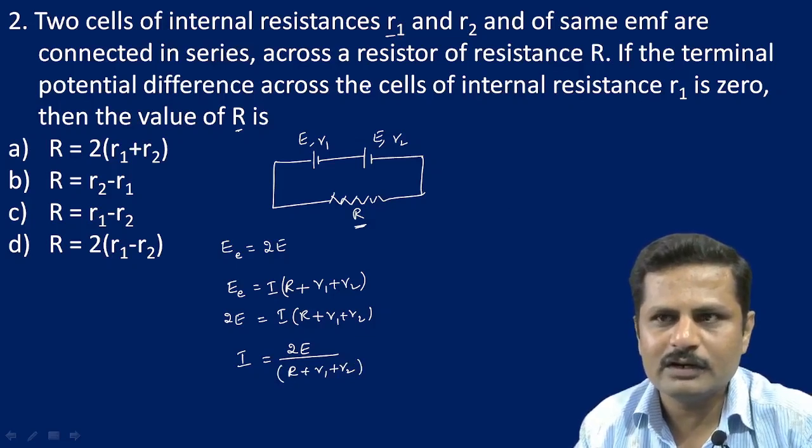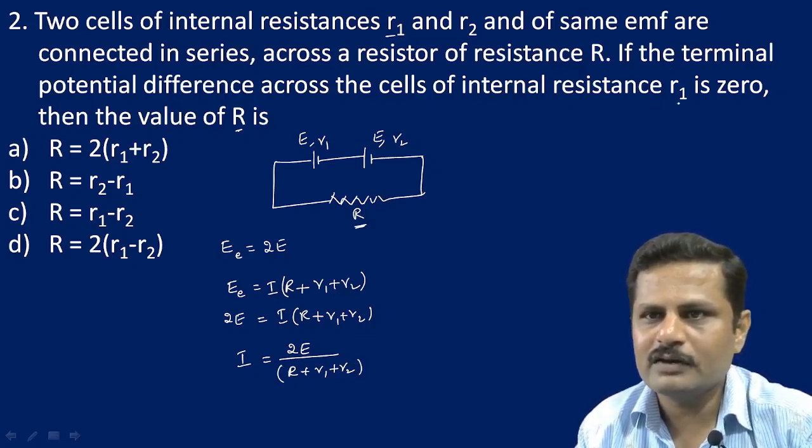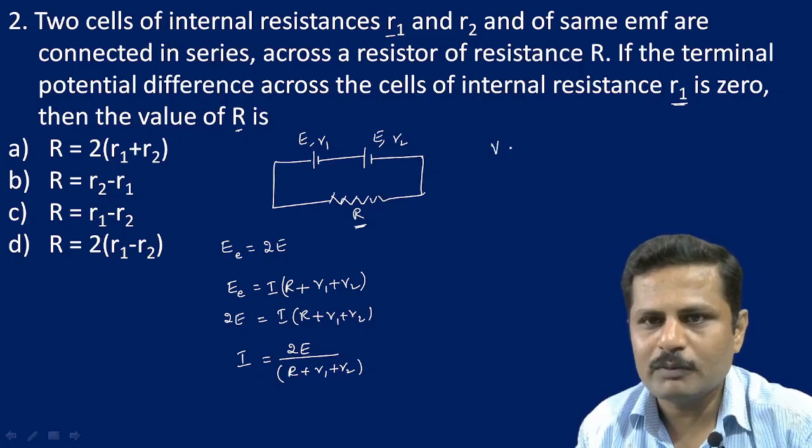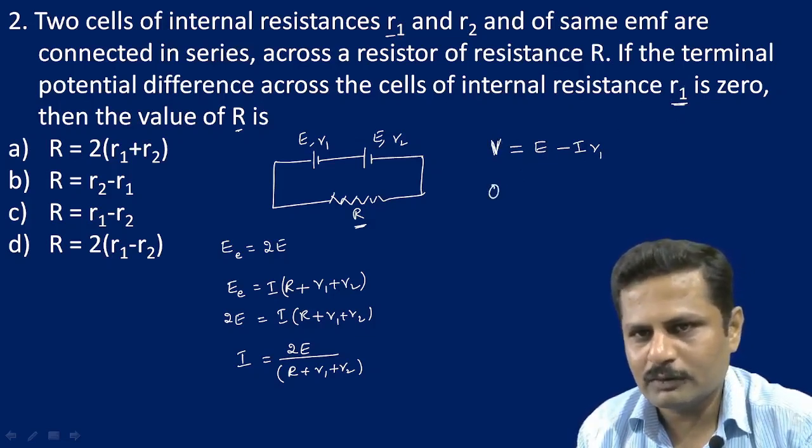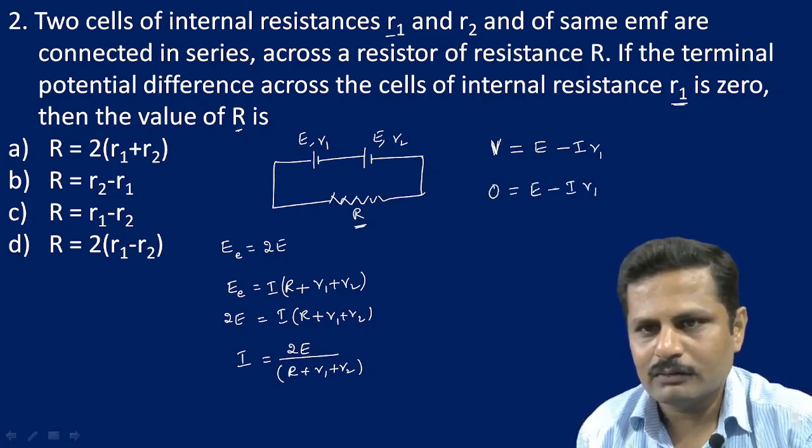Here the question is, if the terminal potential difference across the cell of internal resistance R1 is 0. We know that the terminal potential difference V equals E minus Ir, but here we need to consider the internal resistance of the cell R1. So the terminal potential difference across the cell R1 is 0. So V equals 0, that is E minus I R1. So we can write I R1 equals E, which implies that I equals E divided by R1.